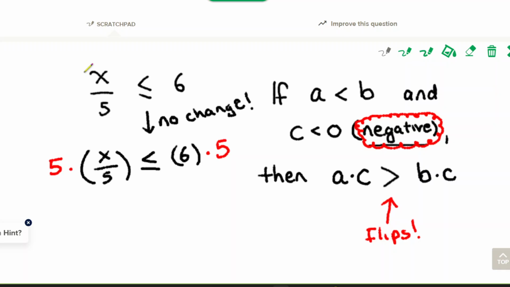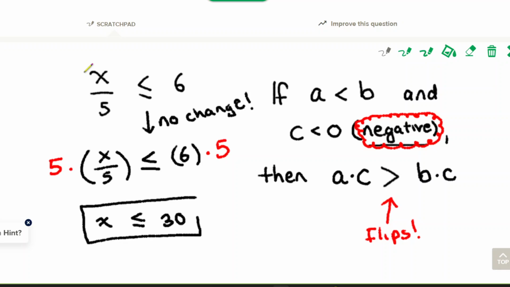Okay, because I multiplied by a positive number. So now at the end here, the left side, the 5's cancel. You have x is less than or equal to, and then on the right side of the inequality symbol, 6 times 5 is 30. And here we go, right? The variable is by itself. And what we have now is a description of the solutions.